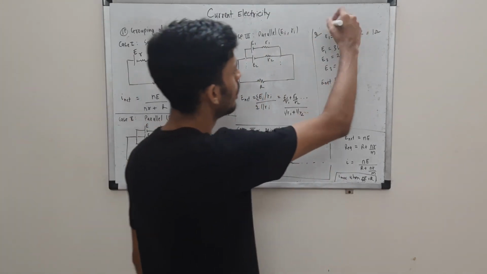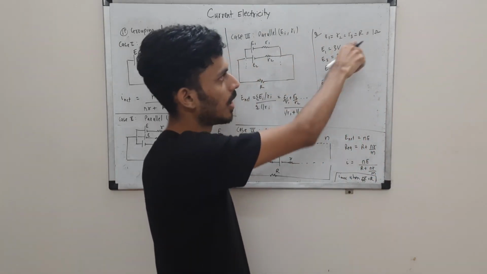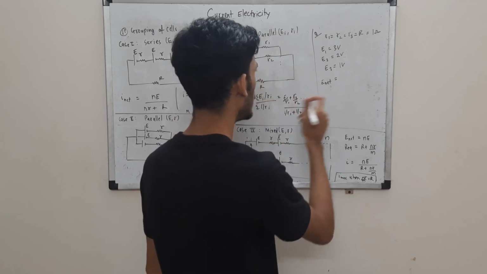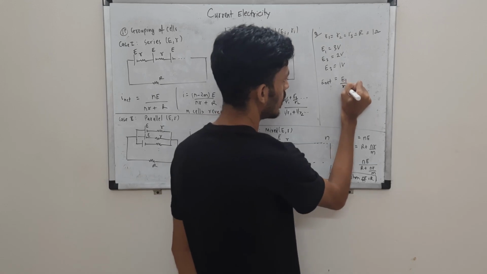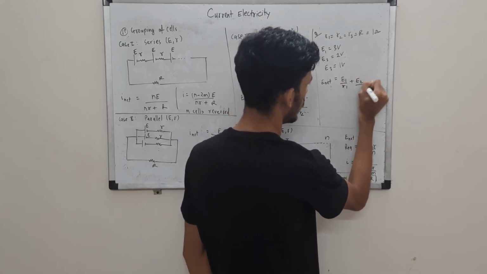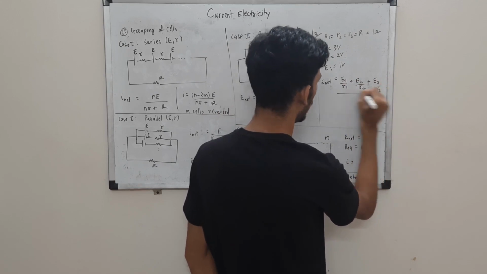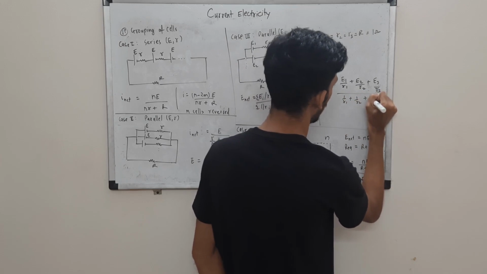Now let us come to this. We are given E1, E2, E3 in this type of circuit. R1, R2, R3 all are equal to the output resistance, which is 1 ohm. So you are supposed to find E net. Okay, so we have 3 resistances. So let's use the formula for this type of arrangement, which is this: E1 R1 plus E2 R2 plus E3 R3 upon 1 upon R1 plus 1 upon R2 plus 1 upon R3.